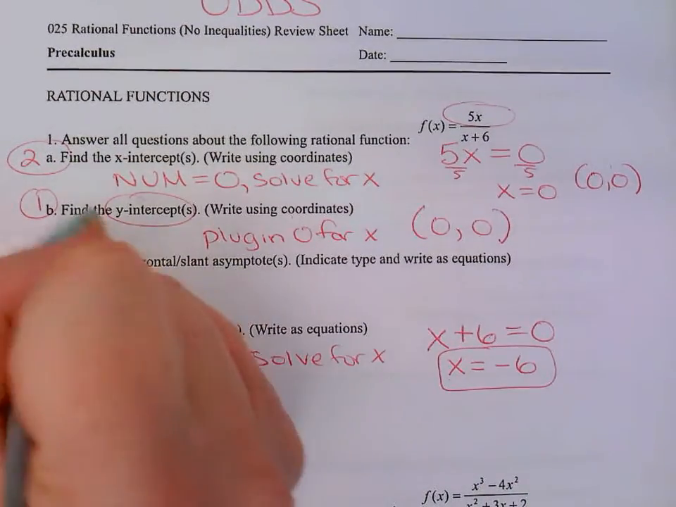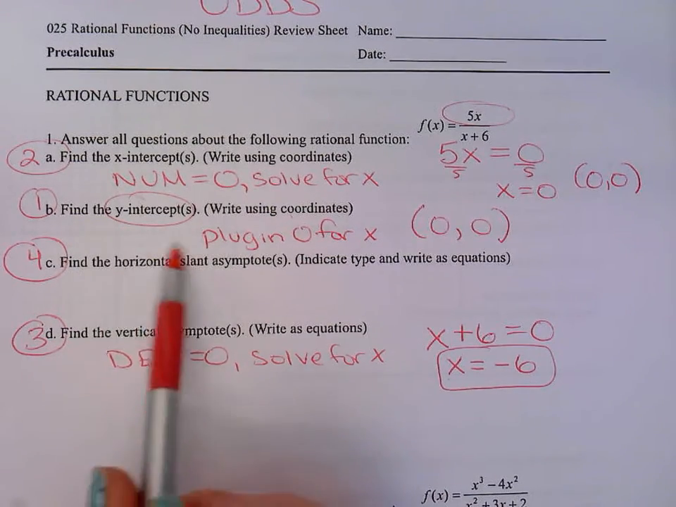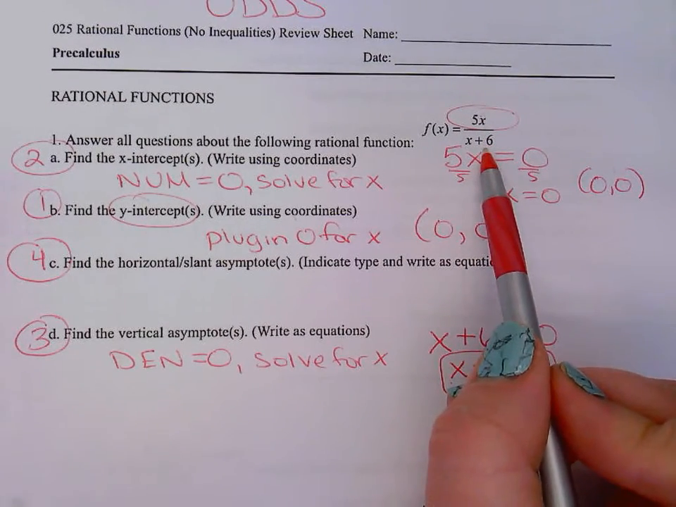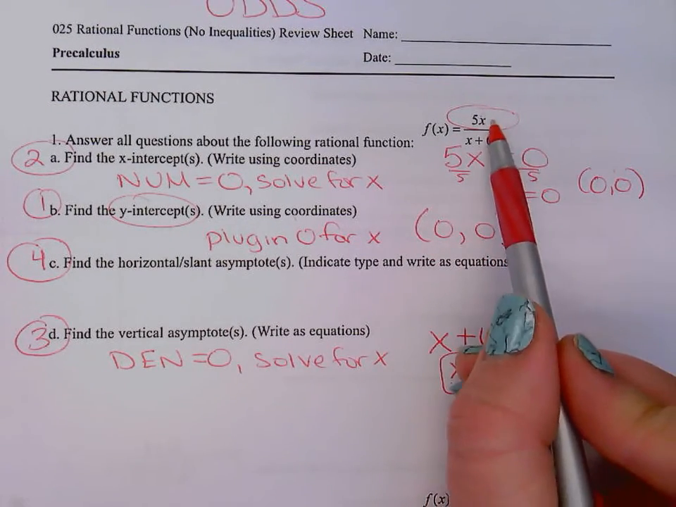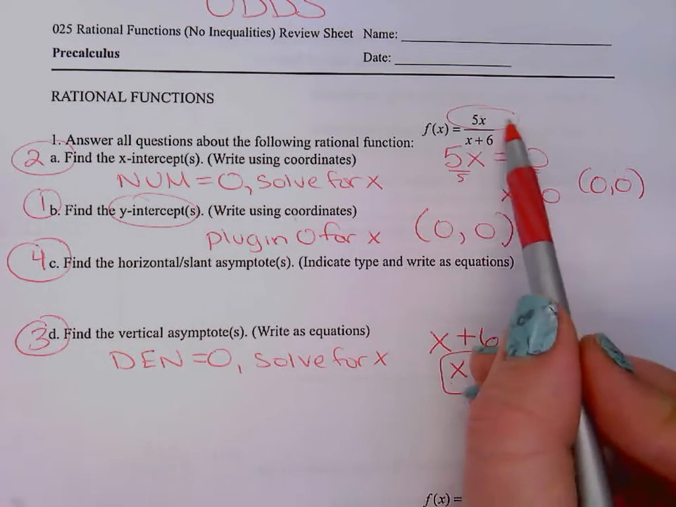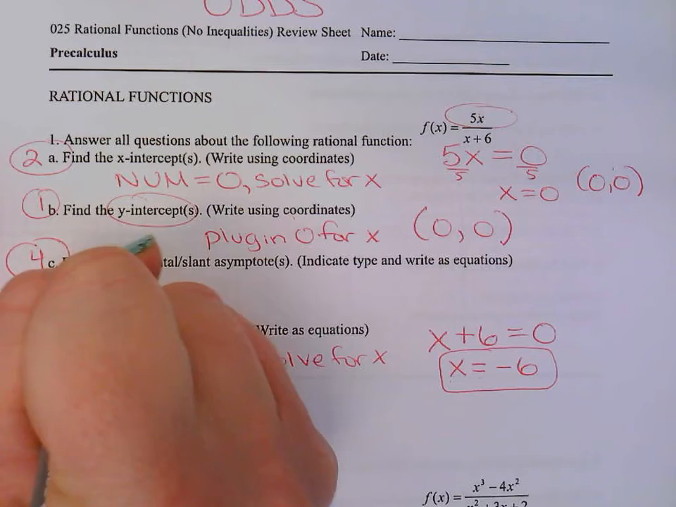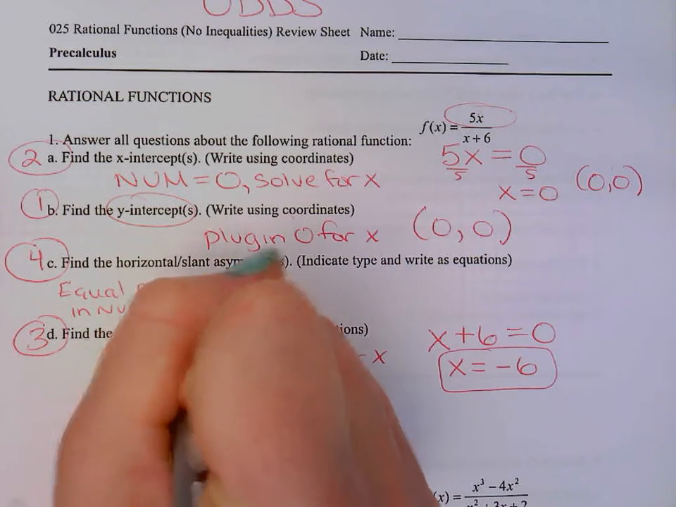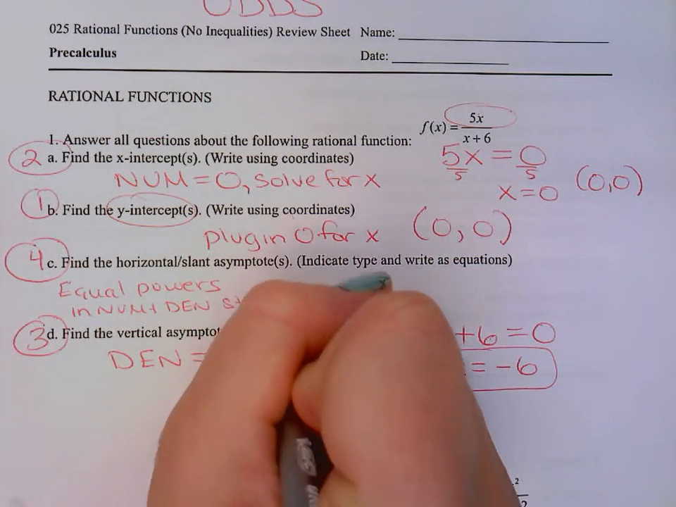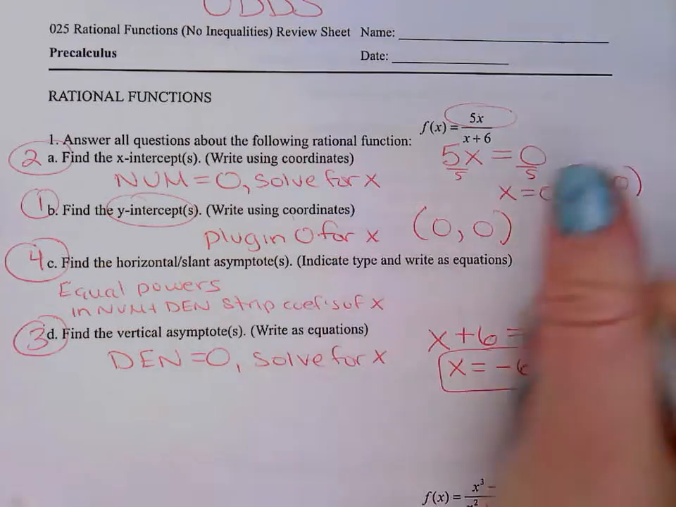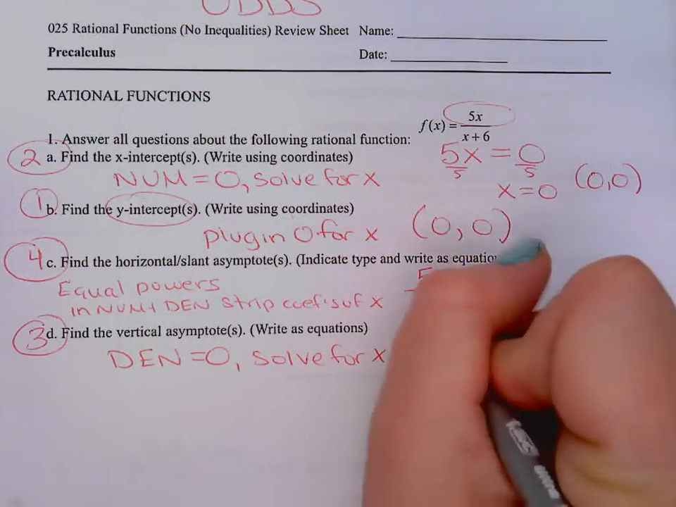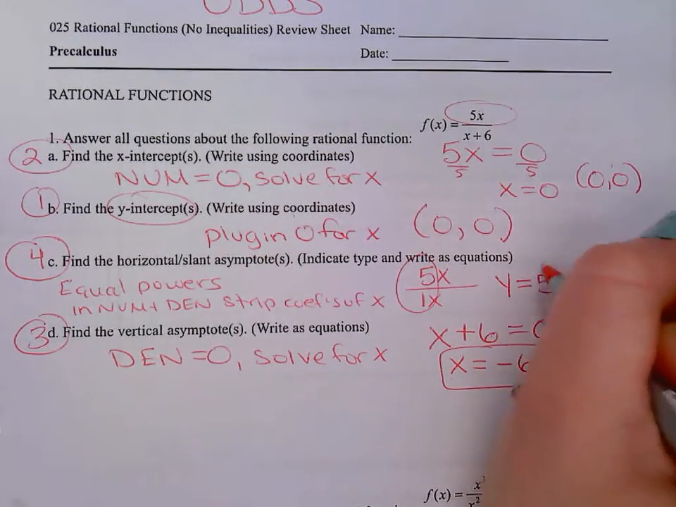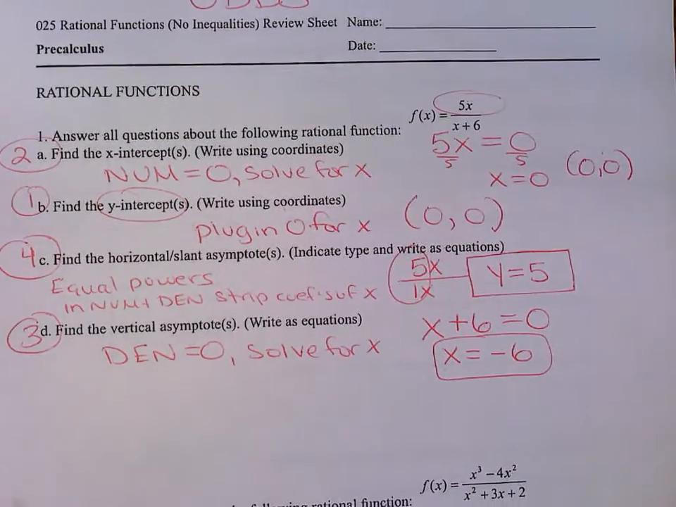Step 4 is to find the horizontal or slant asymptote. To do that, you compare the power of the numerator and denominator. In this case, they're both linear functions, x to the first, x to the first, so they are equal in power. When they are equal powers in the numerator and the denominator, you strip the coefficients of x. In this case, I have 5x over 1x, so the coefficients 5 divided by 1 is 5. So this is going to have a horizontal asymptote at y equals 5.